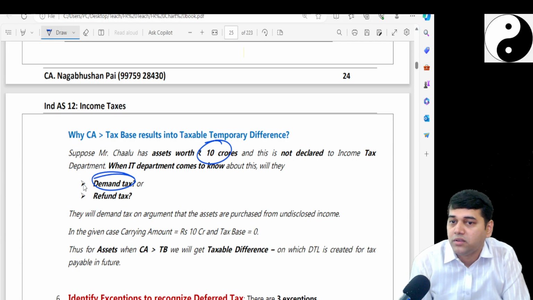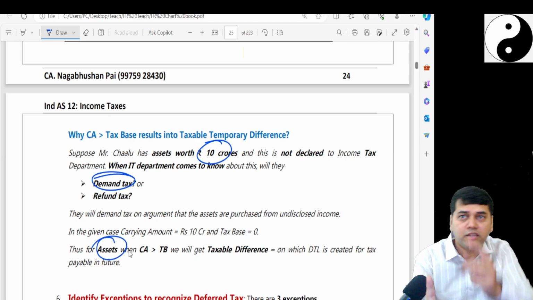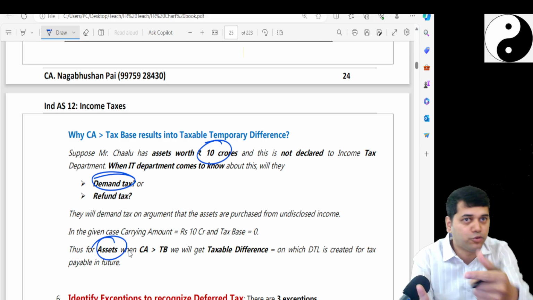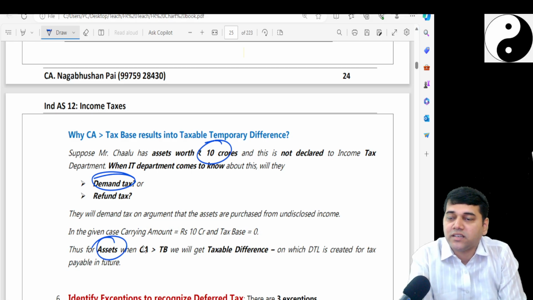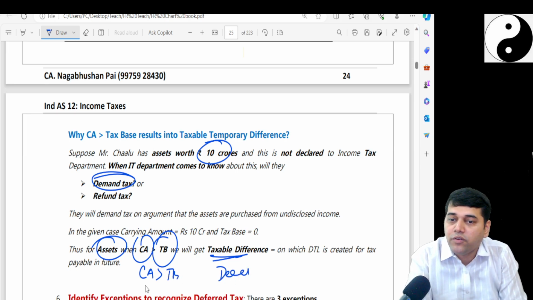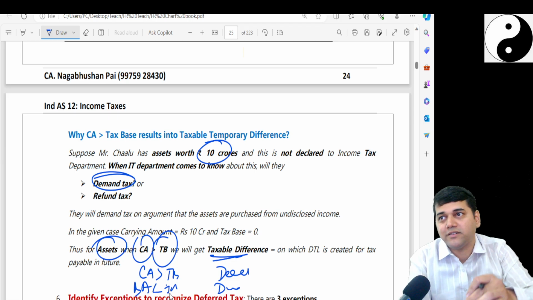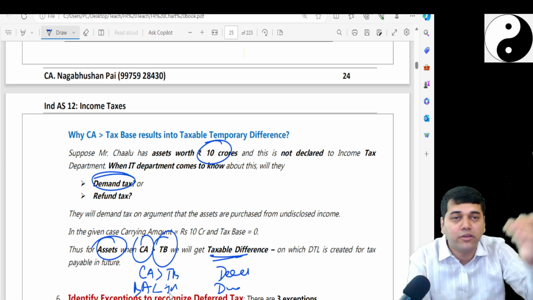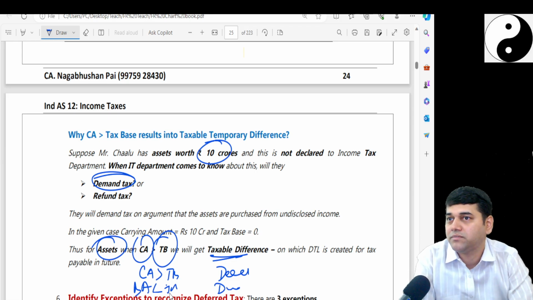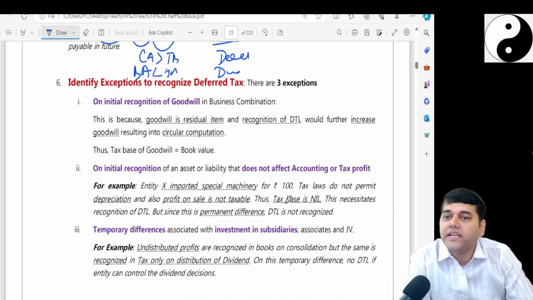That's why for an asset, you have to remember only one rule. Other rules you can derive from this rule. When an asset's carrying amount is greater than the tax base, that is a taxable difference. For a liability, carrying amount greater than the tax base is a deductible difference. For an asset, when the carrying amount is less than the tax base, deductible. For a liability, carrying amount less than the tax base, taxable. Yes. Now identify the exception.